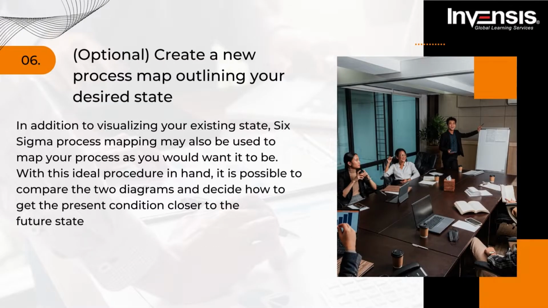Next, sixth, another optional step is to create a new process map outlining your desired state. In addition to visualizing your existing state, Six Sigma process mapping may also be used to map your process as you would want it to be. With this ideal procedure in hand, it is possible to compare the two diagrams and decide how to get the present condition closer to the future state.